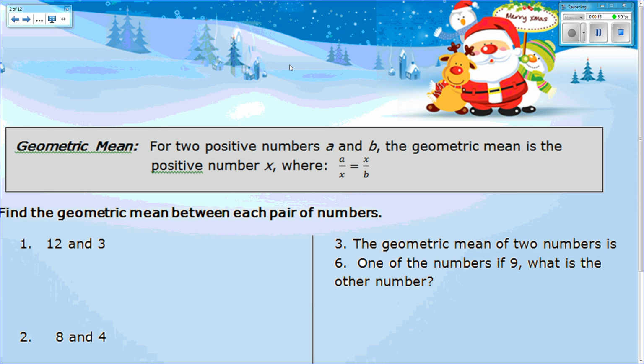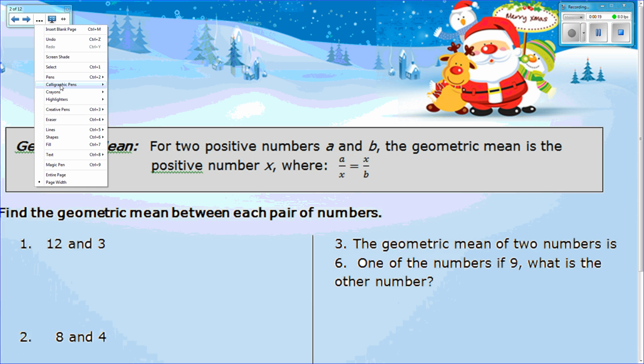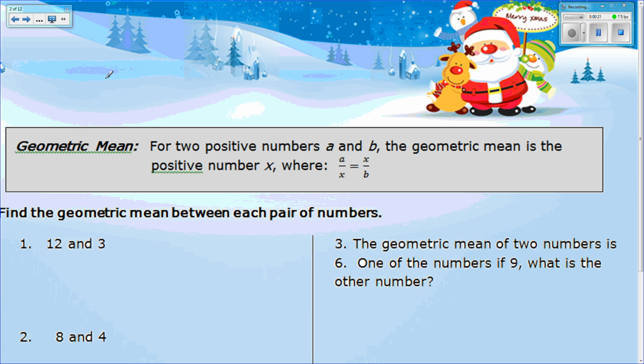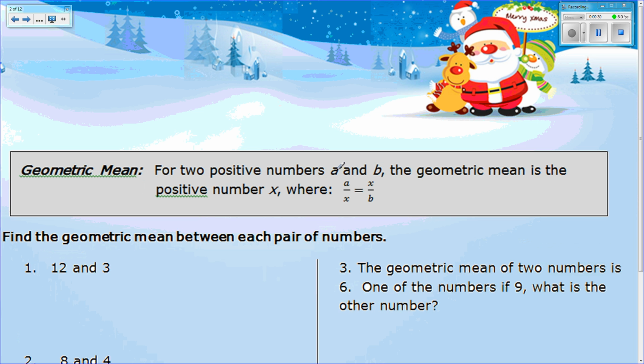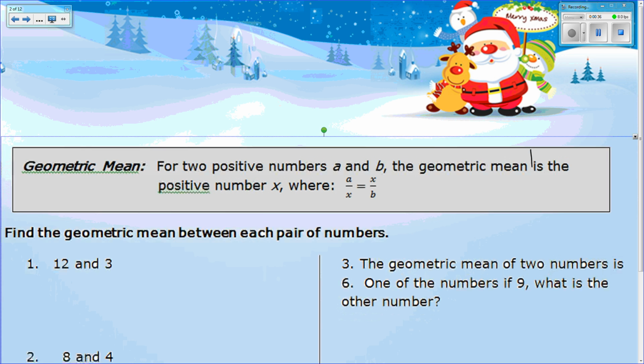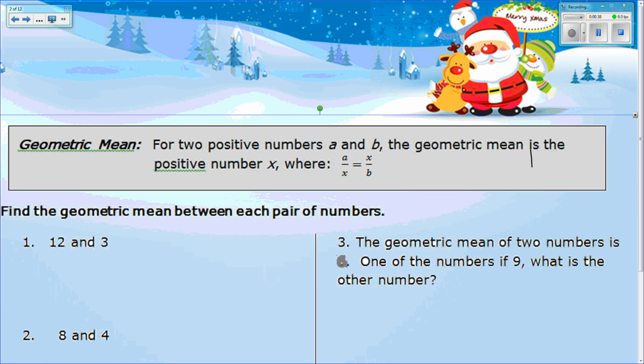All right, so first off, the definition of geometric mean: for two positive numbers, A and B, the geometric mean is the positive number x such that this proportion works. So we want this proportion to work: A over x equals x over B, where x is your geometric mean, and A and B are your two numbers.